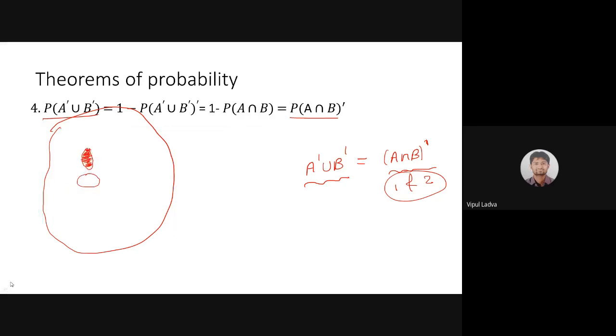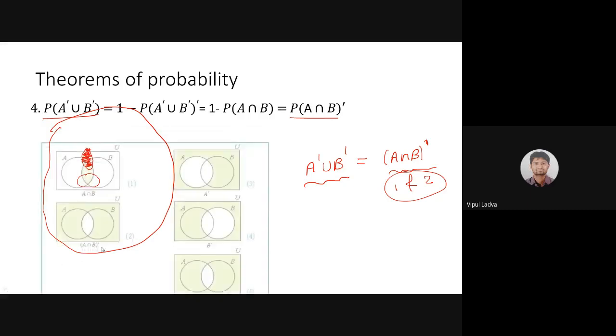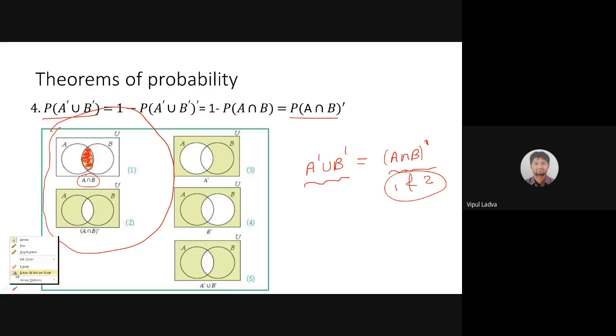What we mean by A dash is the complement set of set A. This is my set A, and the shaded portion, where I have given shading, represents the complement set of set A, A dash. All of this shaded part is A dash. Similarly, in the second Venn diagram, I had given the caption B dash, so I'm representing the complement set of set B. This all is the complement set of set B.